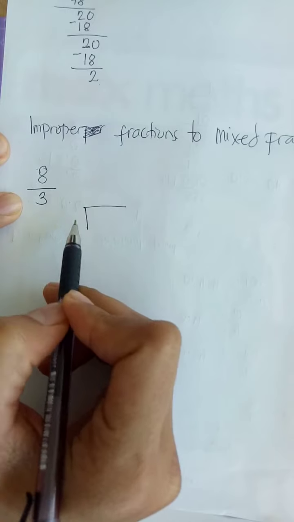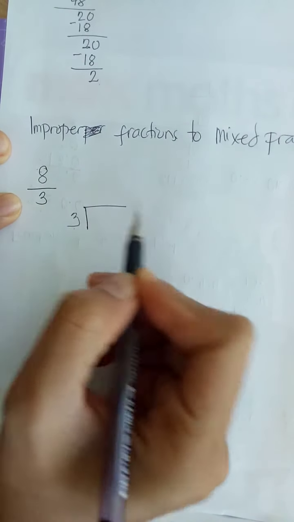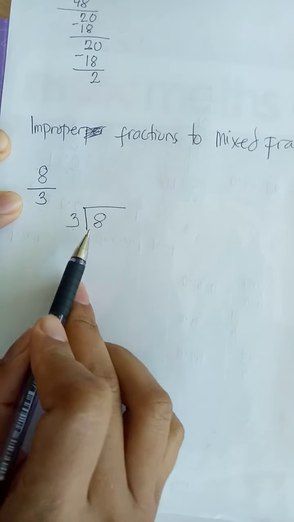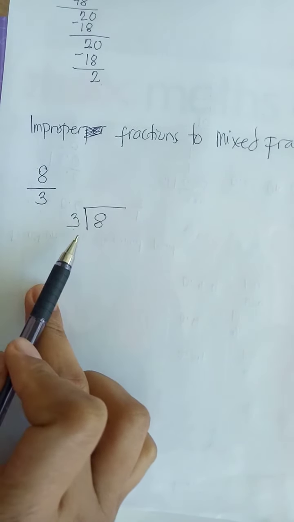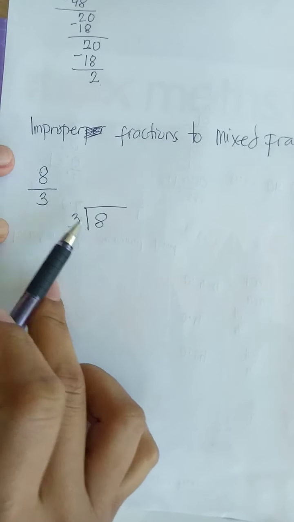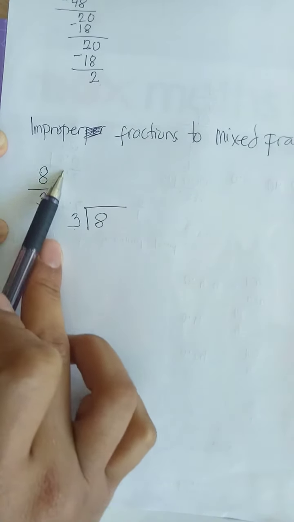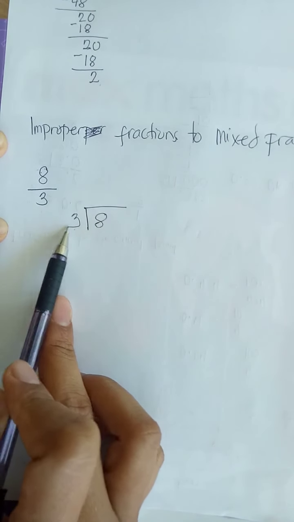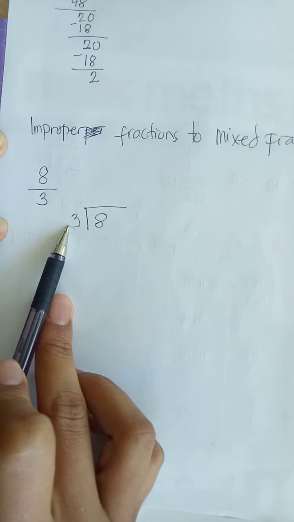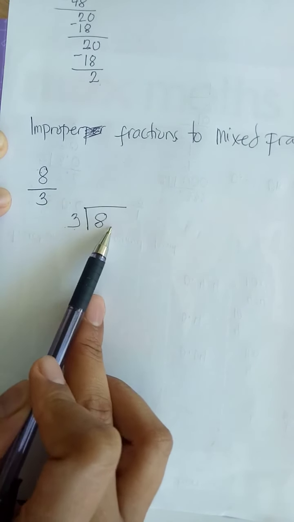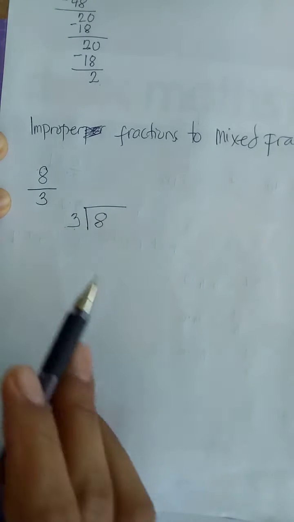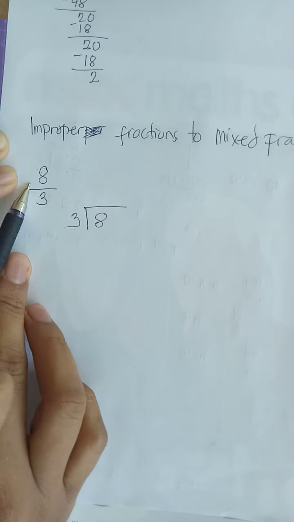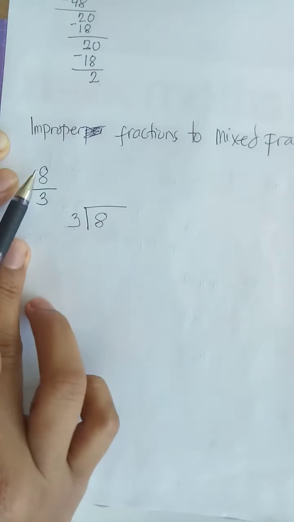So our divisor is our denominator, 3. Our dividend is our numerator, 8. Again, don't confuse this with the decimal point, because this time we are using an improper fraction, and the number inside is bigger than the number outside, or the dividend is bigger than your divisor. So do not use a decimal point here. With an improper fraction, you don't use a decimal point. You only use a decimal point when you're dealing with a proper fraction.